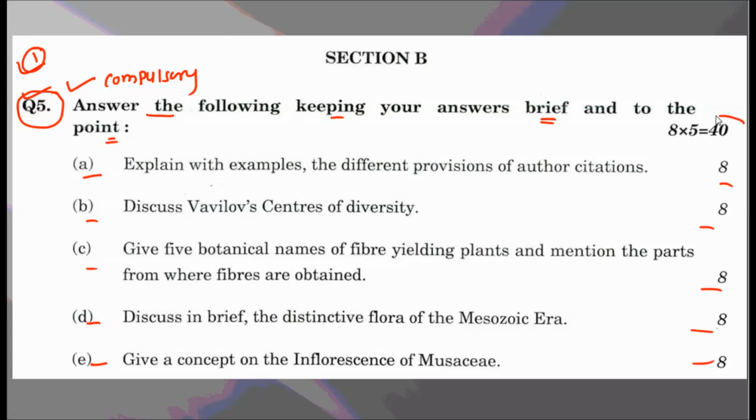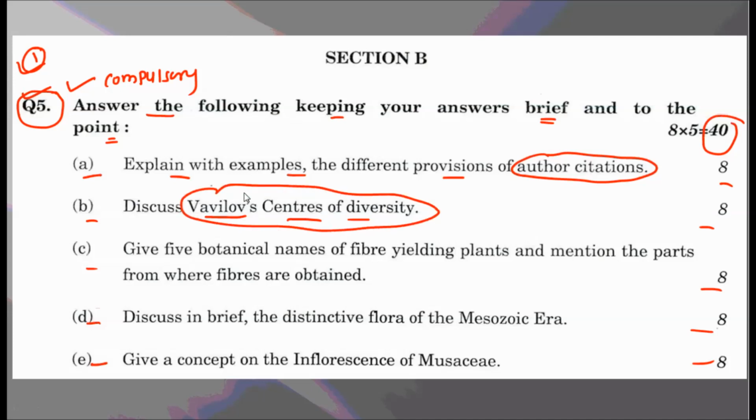All right. In our first sub question, they ask to explain with example the different provisions of author citation. This question belongs to systematics, that is classification and taxonomy, and how author citations are given. You have to explain the author citation with an example. The second sub question is to discuss Vavilov's centers of diversity. As you know, in the syllabus we have Vavilov's centers of diversity, where the plants were domesticated, and how Vavilov gave their respective centers of diversity. So you have to discuss the various centers of diversity.